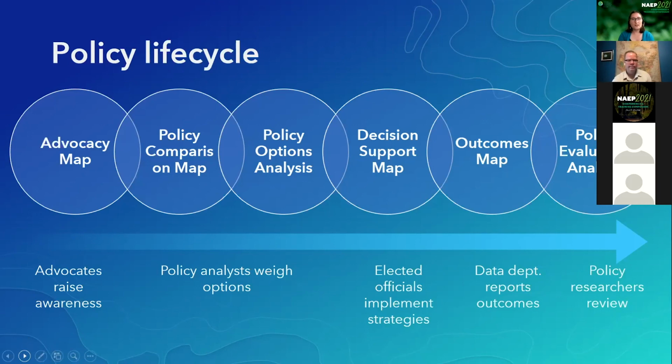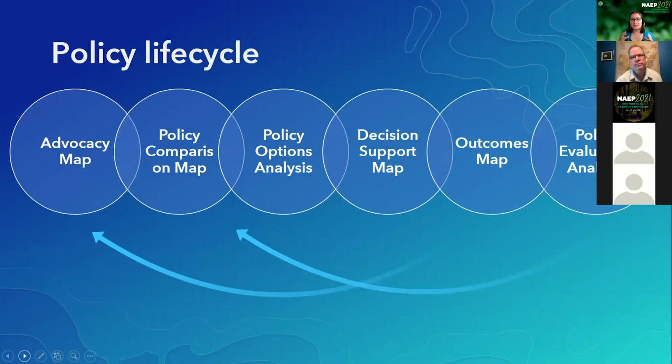Sure. And you'll notice that these things overlap because there is a lot of overlap. It's a Venn diagram with lots of overlap, and it's a constantly cyclical process. So an outcomes map or an evaluation map can then become an advocacy map for the next stage of this whole issue that we're working with.